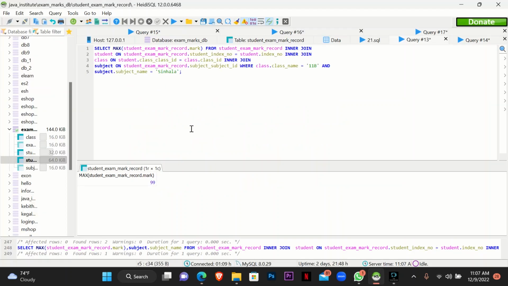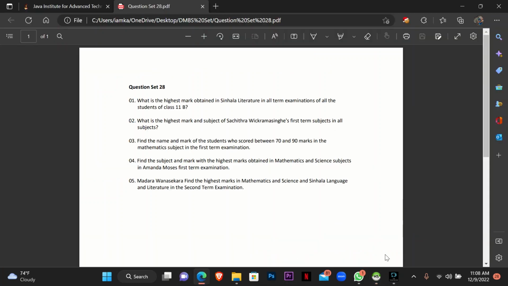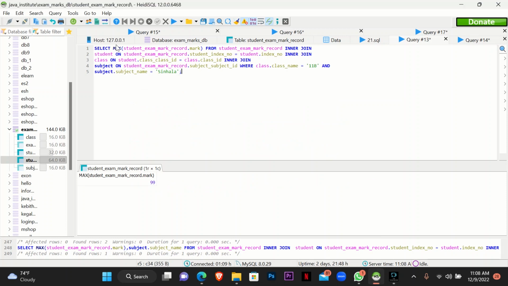Now when writing that query, we have to use the max function here because they are asking for the highest mark. Here I have used the max function and selected the max mark from the student exam mark record. Then I have inner joined the student table and class table to the student exam mark record. Then again I have inner joined subject to the student exam mark record because I need to use the conditions they have given. They have given two conditions. The result should be class 11B and the subject should be singular.